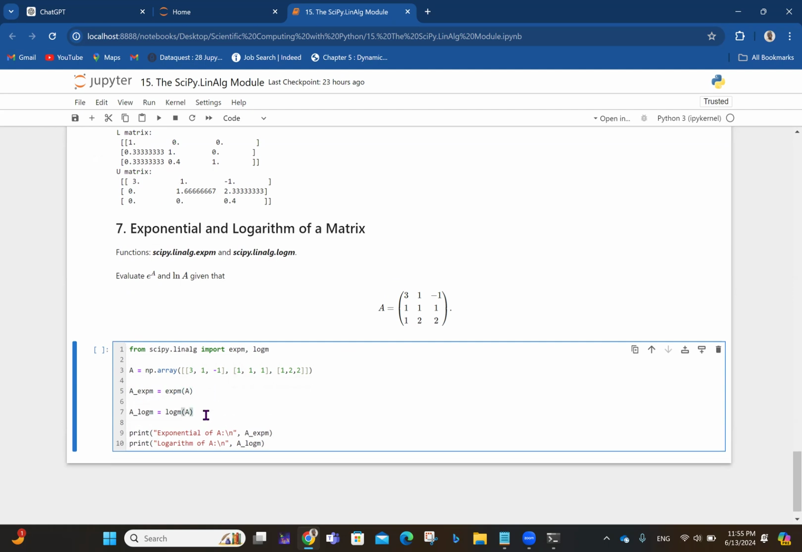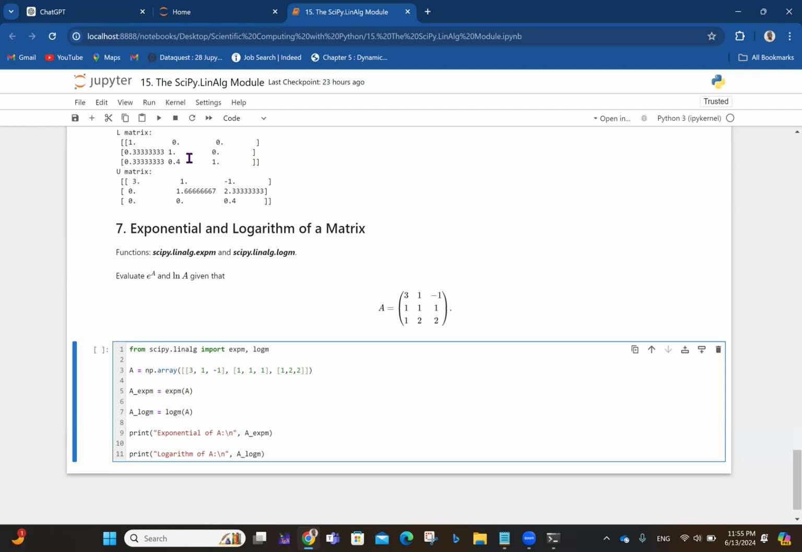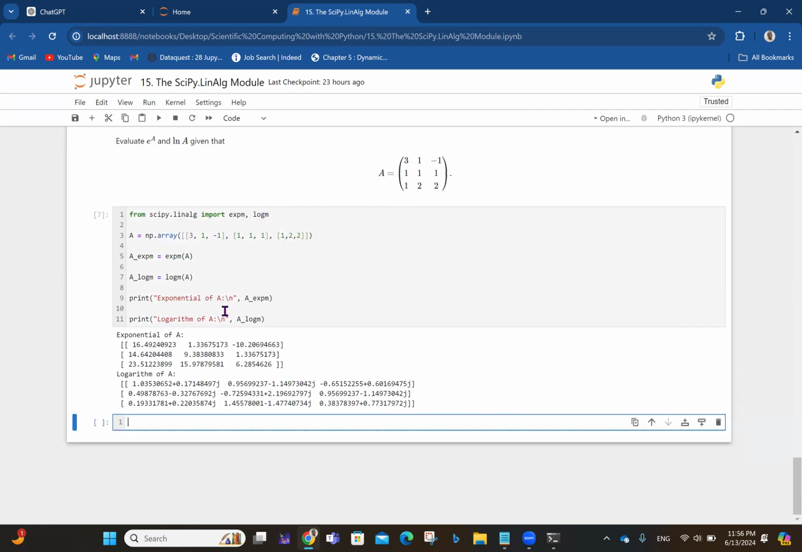And the log of the matrix, that's also what we have there. So we print them out in lines 9 and 11 now. And I run that. So you have the exponent of the matrix.